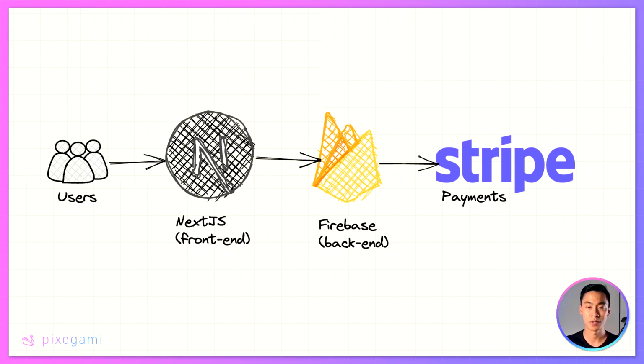Now, the reason I chose these three technologies in particular is because they're quite popular and they're quite good at what they do. So Next.js is a very popular front-end framework. Firebase is also really popular for authentication, and it's free. And Stripe is also the most popular option for payments processing. These three technologies also work really well together as a combination.